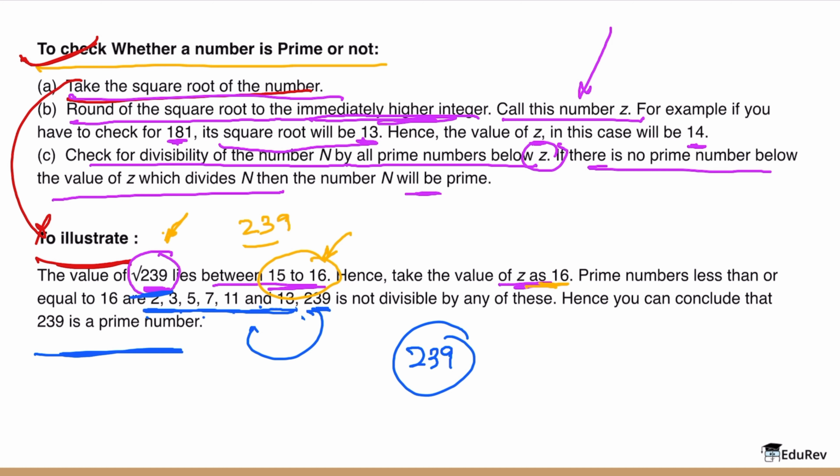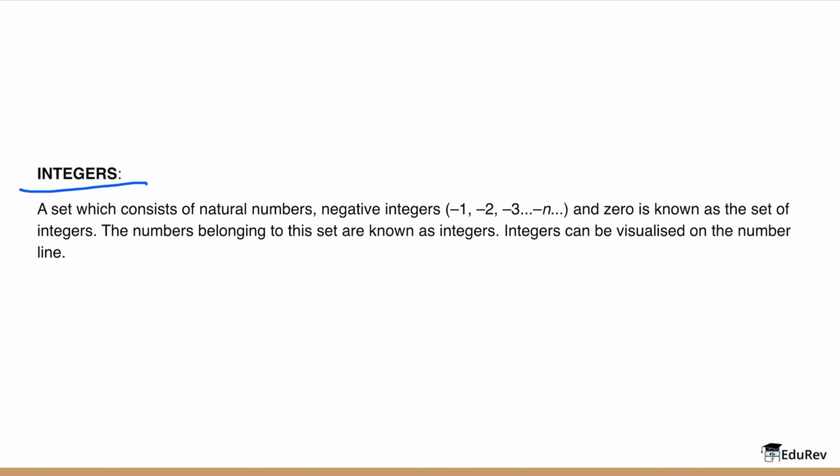Correct. Next is what are integers. Right now we have studied what prime numbers are. So let's discuss what integers are and then we'll move forward to other stuff. So what are integers? An integer set consists of natural numbers, negative numbers and 0. Integers have your negative numbers, they have your 0 and they have your positive numbers.